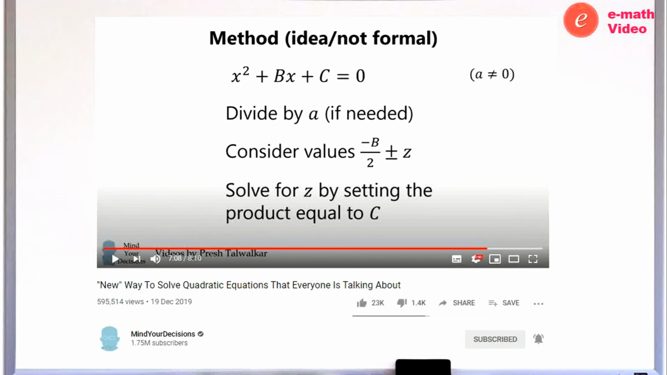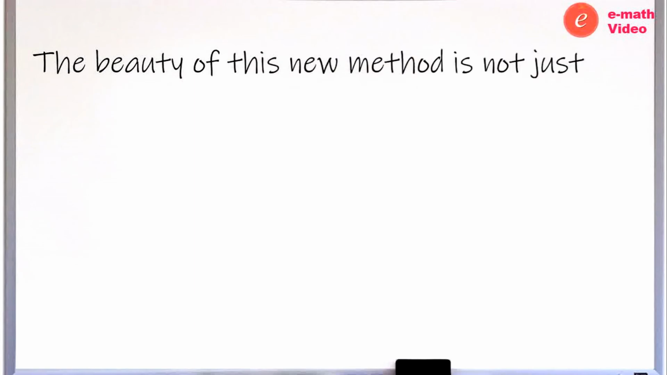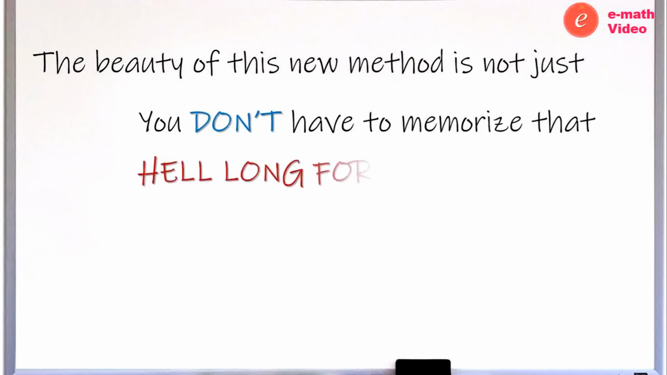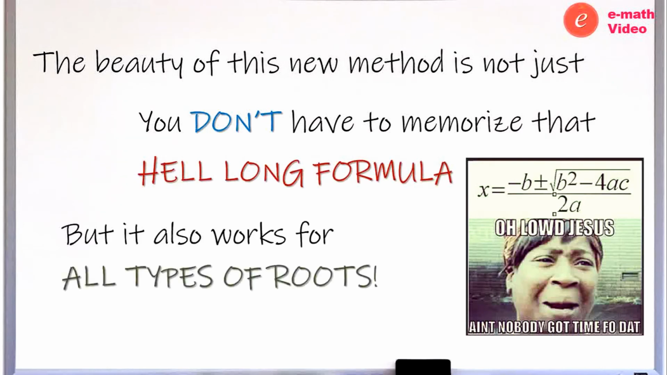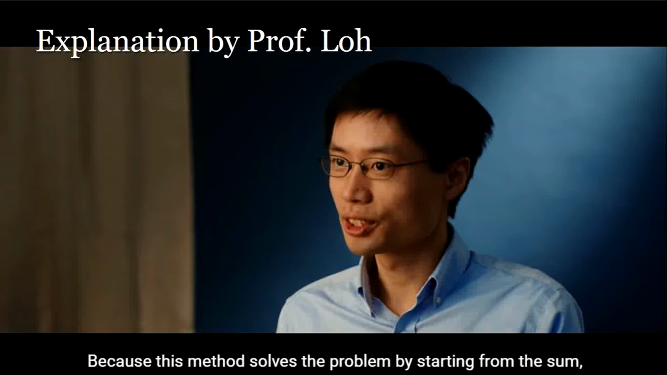Divide the equation by a if needed. Consider values of -b over 2 plus minus z, in our case it is k. Solve for k by setting the product equal to c. The beauty of this new method is not just that you don't have to memorize the very long formula, but it also works for all types of roots. This is the explanation by Professor Loh himself. It works for any quadratic equation because this method solves the problem by starting from the sum.